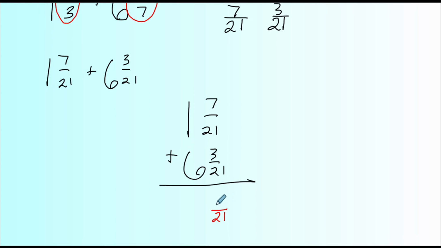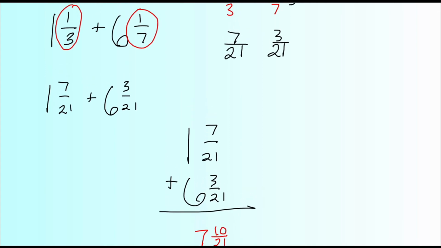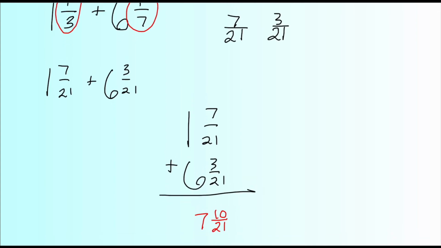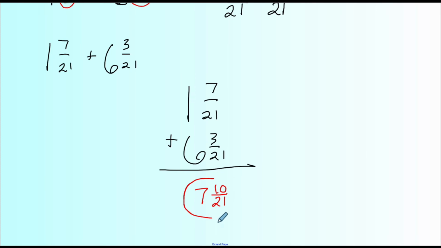7 plus 3 is 10. And then I'm going to add the whole numbers, 1 plus 6, which is 7. So the answer to my original problem, which was 1 and 1/3 plus 6 and 1/7, is 7 and 10/21. Again, you would do the same thing if you were subtracting, but instead of adding the numbers, you'd be subtracting the numbers.